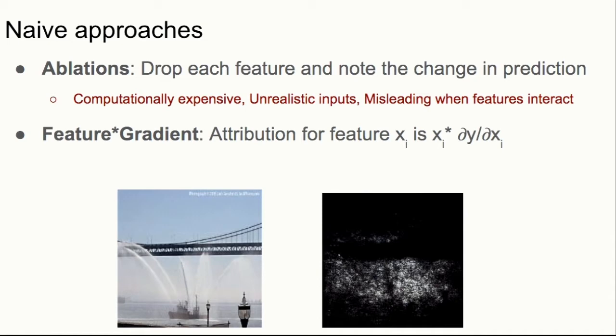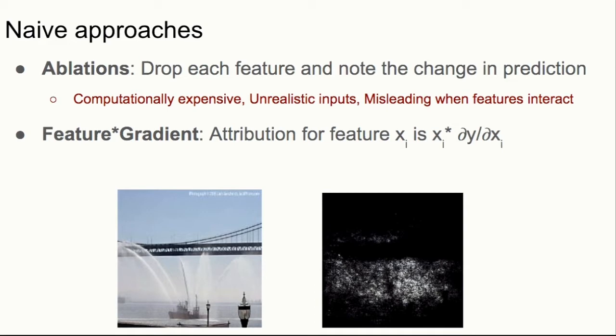So what does this mean for a nonlinear model? For a nonlinear model, this means looking at the first order Taylor approximation. So it says, let's take the first derivative of the output with respect to the inputs and do this. It's like taking the first order Taylor approximation, which makes it a linear model, and then looking at benefit. Okay, so let's do that for the fireboat image.